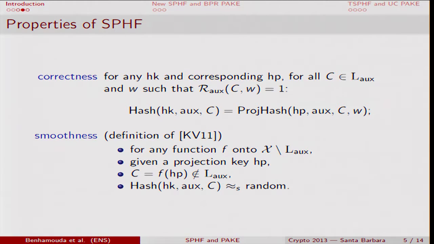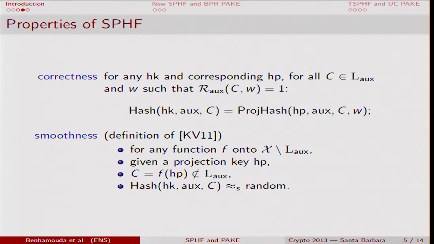The second property is smoothness. Smoothness says that even given the projection key HP, if a word is outside the language, its hash value is statistically indistinguishable from a random value. In other words, the projection key HP gives no information, or very little information, about the hash value of a word outside the language.